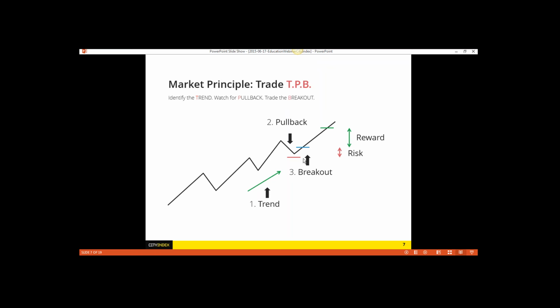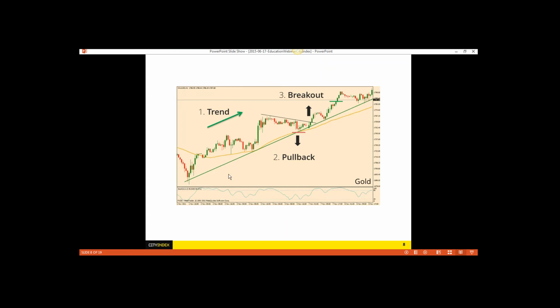So you have the breakout, you have the stop loss there, and then you have your risk. Your defined risk is right here, and then you could define your reward accordingly, according to a reward to risk ratio, if you prefer to do that. So that's TPB, trend pullback breakout.